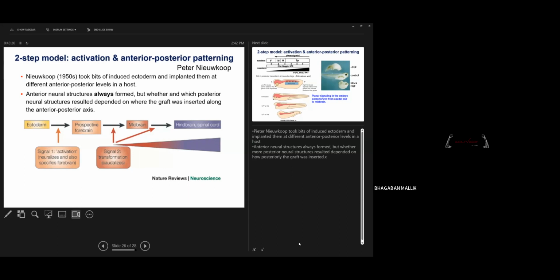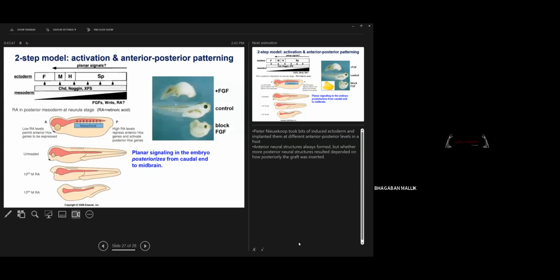So you have first the activation and formation of activated endoderm, and that actually forms the forebrain, the anterior portion of the animal, the nervous system. And during transformation, those posterior signals, which I'll be talking about soon, form the hindbrain and spinal cord. So those are some of the experiments we have done in this.